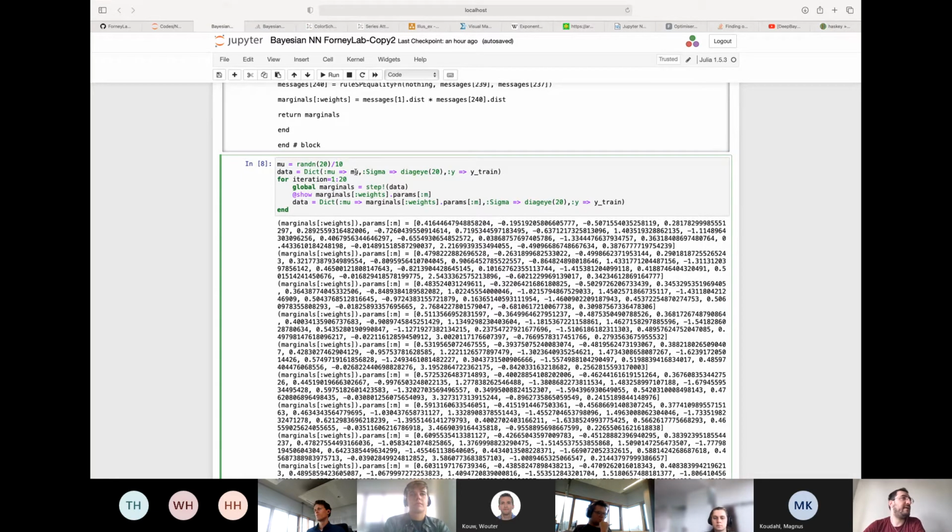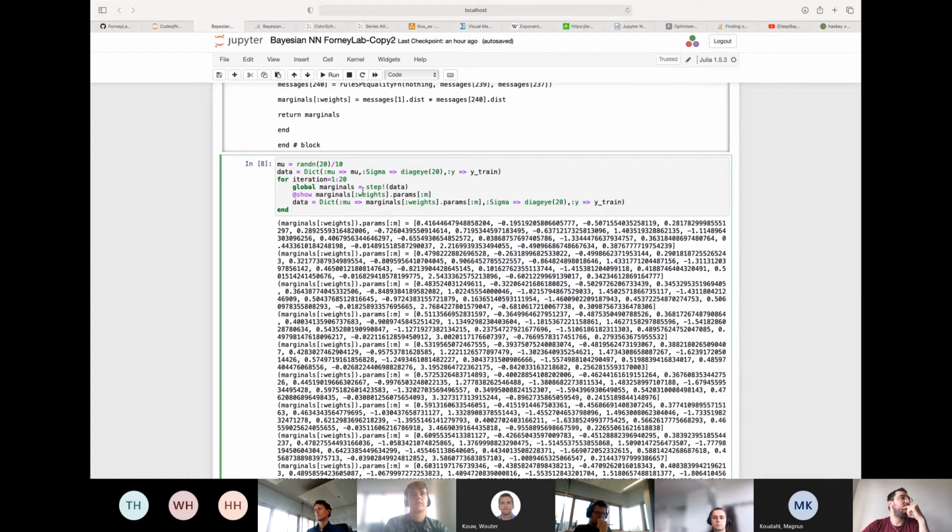And as I told you, I put the variance here as unit variance. But you can change it, and changing this will determine your regularization coefficient.